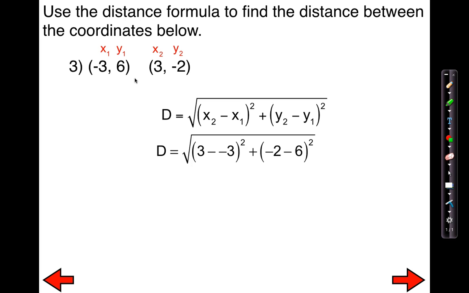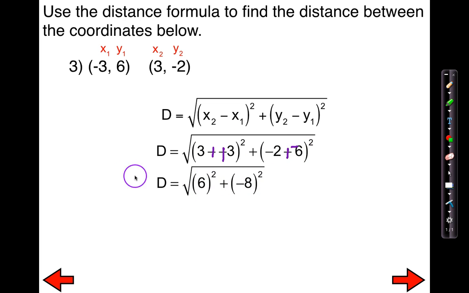So here you should have gotten the square root of 3 minus negative 3, you've got to be very careful with that, squared, plus negative 2 minus 6 squared, which leaves you with, here, if you add the opposite, you do end up with a 6 squared. And here, if you add the opposite, you do end up with a negative 8 squared.